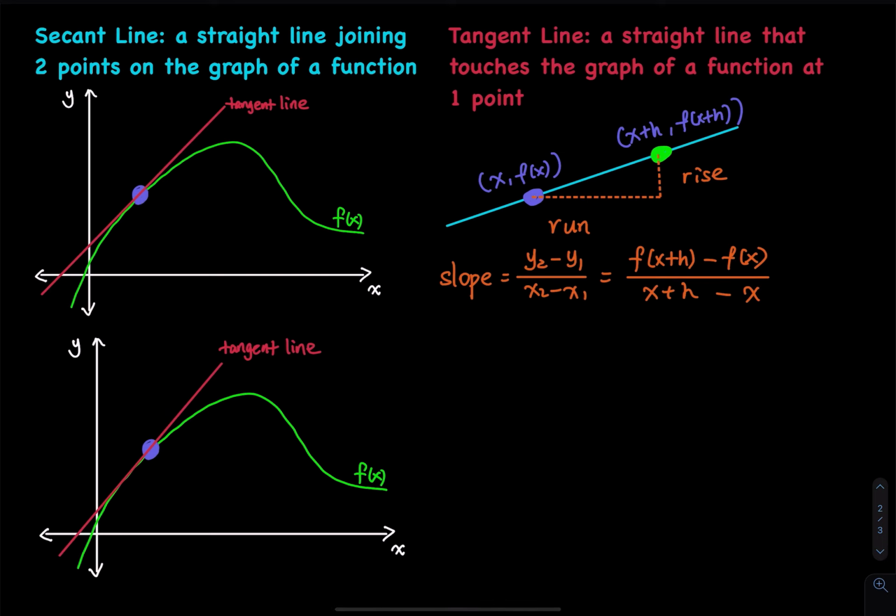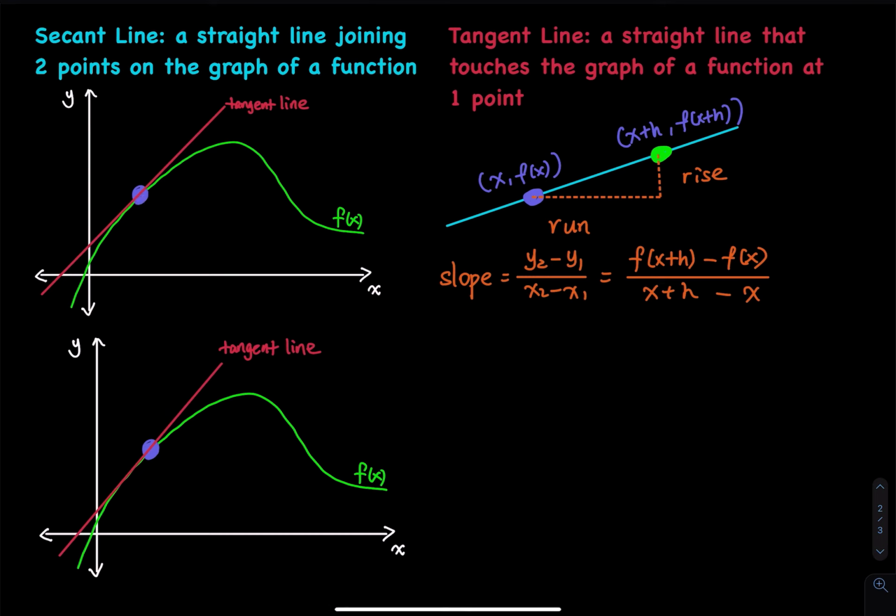Let me say this again. I have a green curve. I would like to find the slope of the green curve at this purple point using this tangent line. This tangent line is a straight line that touches the graph one time at this point. The slope of the tangent line is equal to the slope of the green curve at this point only. At this point only, not at any other point.